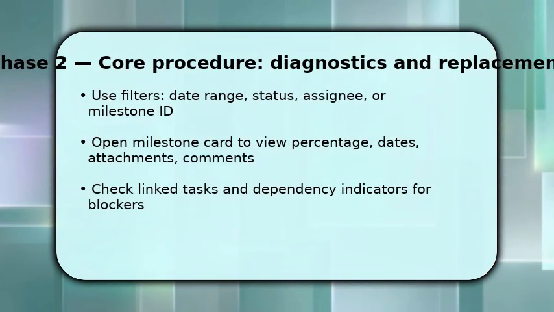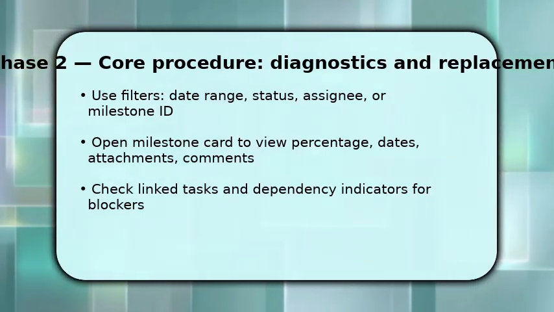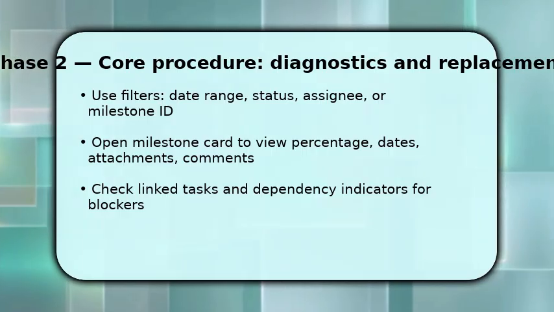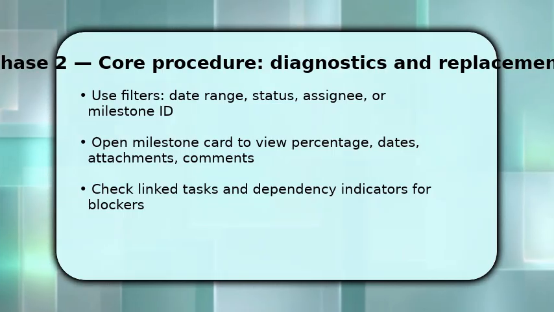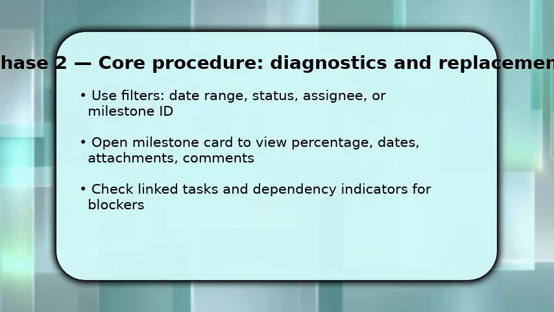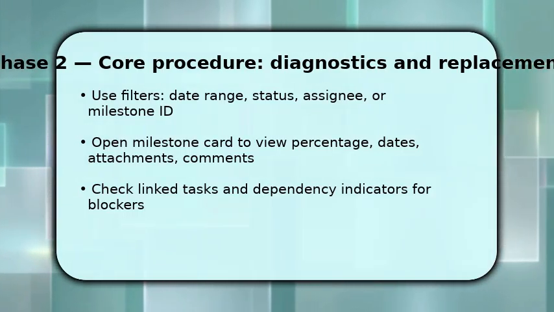Now you'll apply precise filters to isolate the milestone. Pick date range, status, and assignee, then add the milestone ID for certainty. Once filtered, open the milestone card and inspect the key fields. Look at % complete, start and due dates, attachments, and recent comments. These show progress and intent.